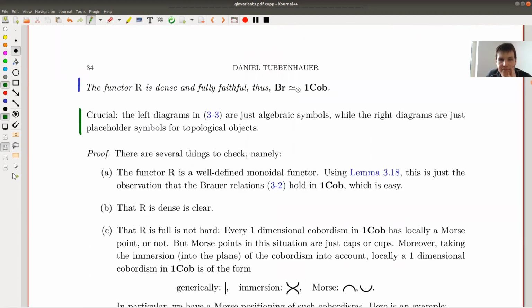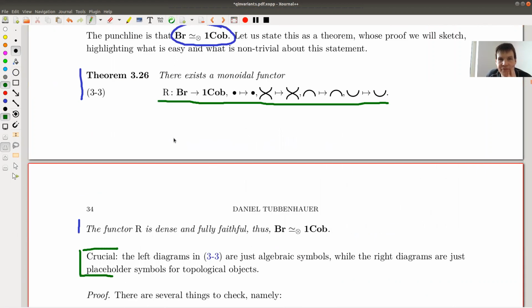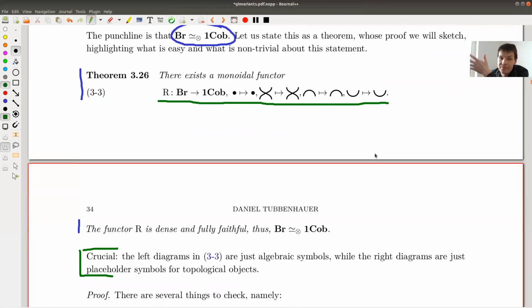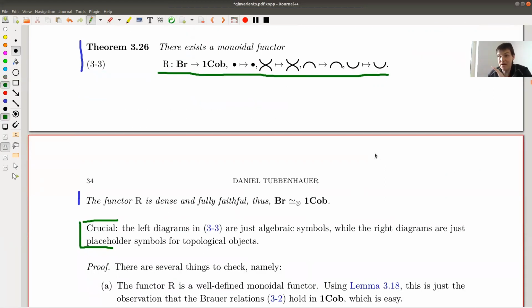And the point is, the diagrams here, they look exactly the same. The left side is an algebraic notation, that's Brouwer, and the right side is actually a topological object, that's one cob. The point is, I replaced some topology with algebra here. I'm never telling you anything about topology. Everything I want to study about one cob, I can now do in Brouwer, which is the algebraic way of doing it.